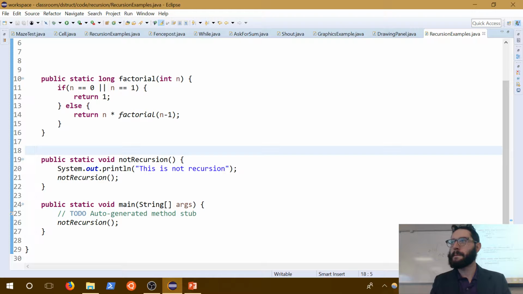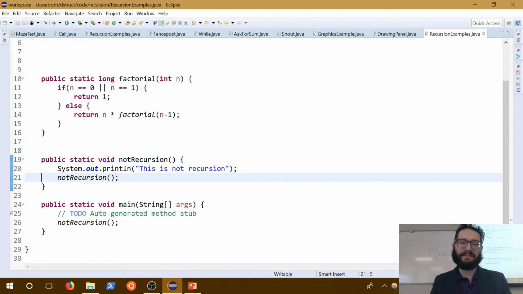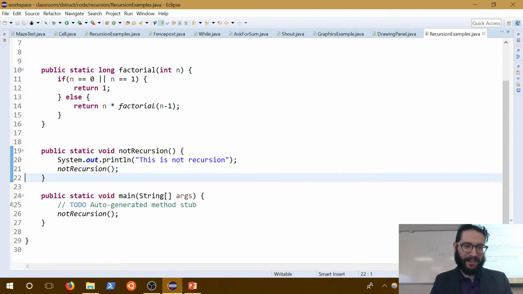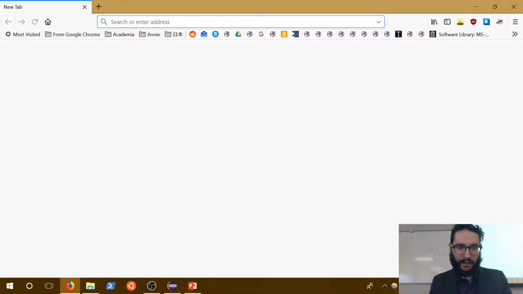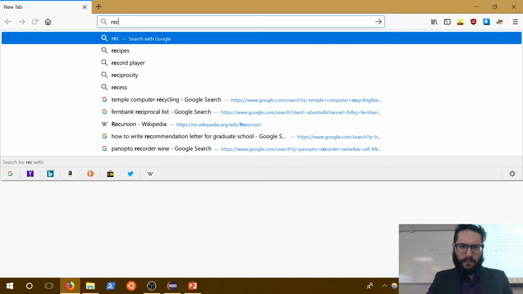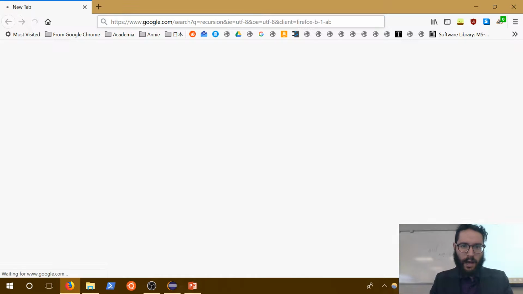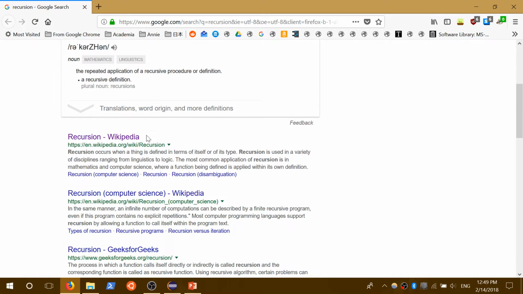Yes? You mentioned Google. Fun fact: if you type recursion into Google, it comes up with "Did you mean recursion?" Yes, it's one of those nice things. I personally like the Wikipedia page on recursion because we've seen recursion there, right?